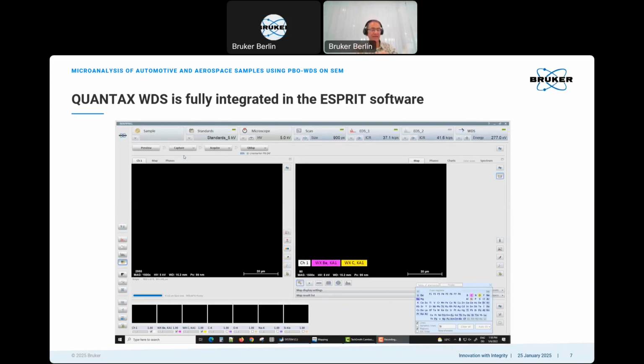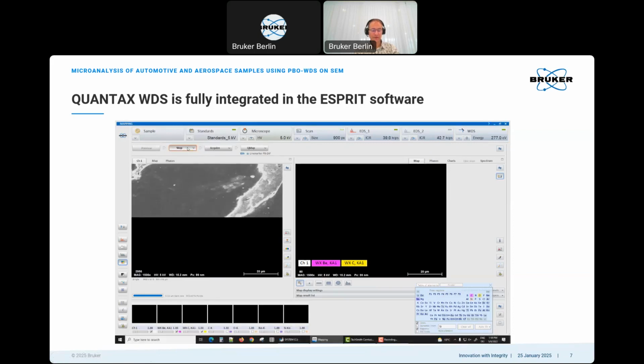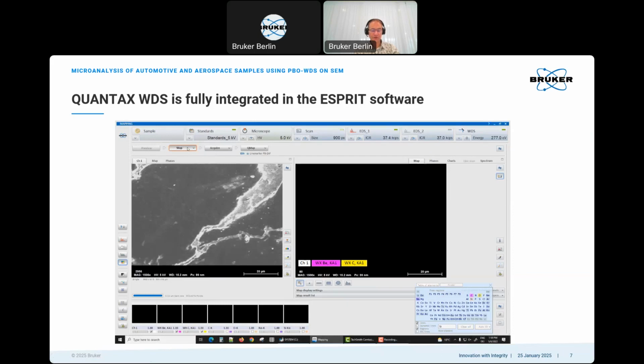And this can also be seen in a video here that demonstrates how the WDS operates. We will see mapping in this video. Let me start the video. We start by capturing an image on the sample. So here's the WDS configurator. We capture an image of the sample. After having defined the element and X-ray line of interest, we launch the mapping process.